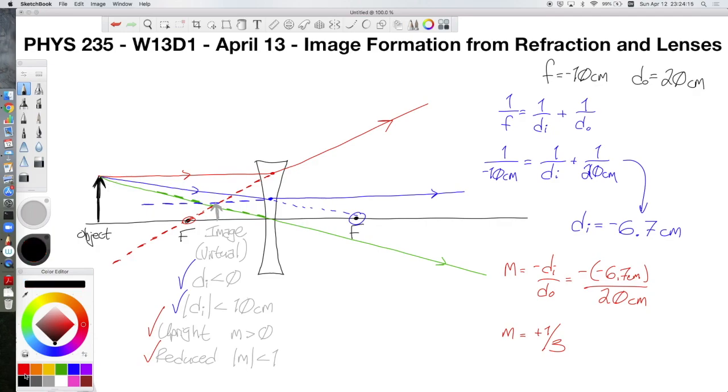So this is how we use ray tracing with lenses, and this is how images are formed through refraction, either through like the edge of a fish tank or through lenses which also operate on the principle of refraction.